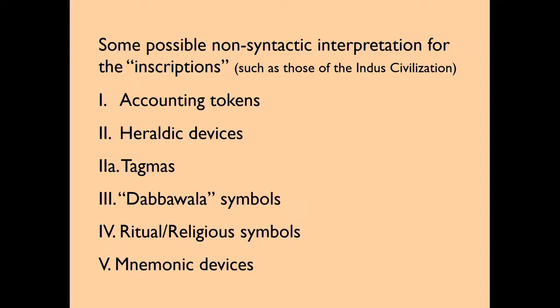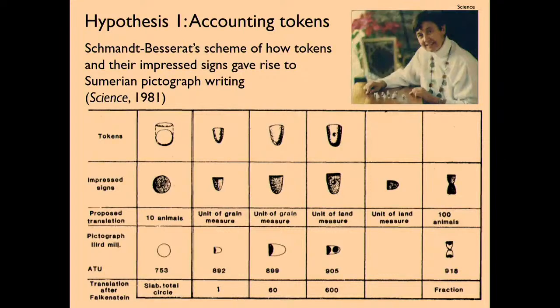Fourth possibility is that there's some kind of ritual or religious symbols. A fifth possibility is that they are basically just used as an aid to memory. So you want to remember something, you use something like a knot to help you remember that this is what you're supposed to remember. The problem is, of course, that it is not comprehensible to someone else. So the knot that you make means something to you, but it may not mean anything to another person. All right, so let's see each of these possibilities in turn.